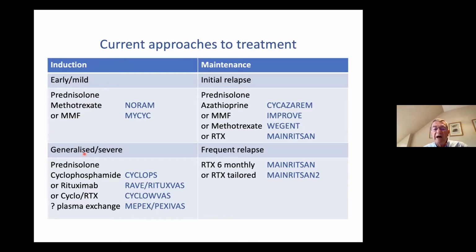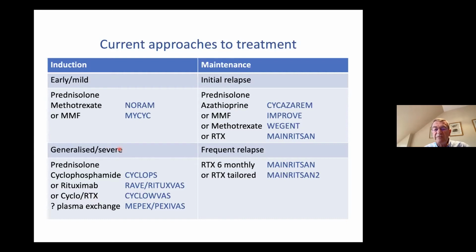For more generalized cases, you would use prednisolone still at the moment, together with cyclophosphamide intravenously, as shown by Cyclops, or alternatively rituximab, as shown in the RAVE and Rituxvas trials, or as shown in our Hammersmith experience, you could combine cyclophosphamide with low-dose rituximab. Though, as I say, that was not a controlled trial.